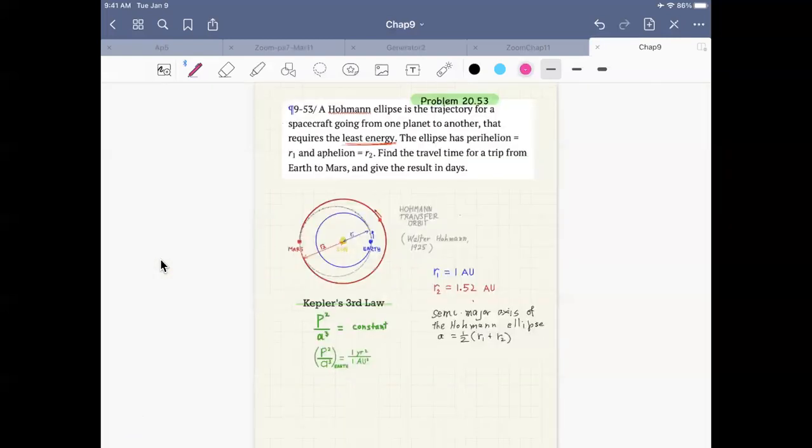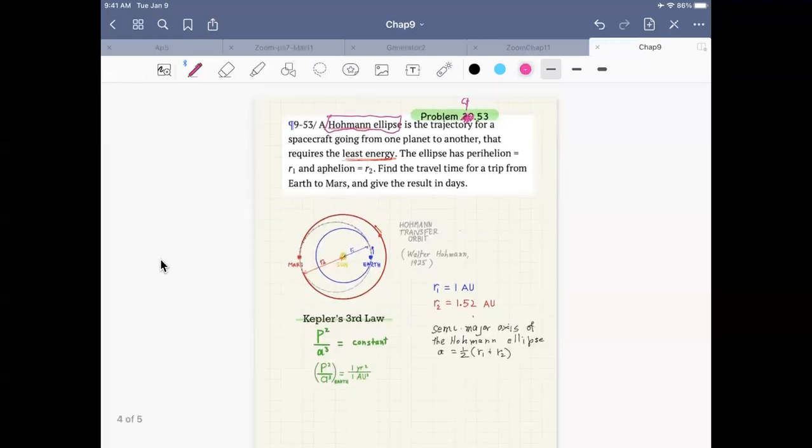Here's another problem. I don't think it's problem 2053. It must be problem 953 from chapter 9. How to send a satellite from the Earth to Mars. The best way to send a satellite from the Earth to Mars, best meaning using the least energy, so the least amount of fuel, is to put it on an orbit called the Hohmann ellipse. The Hohmann ellipse is the trajectory of the satellite going from one planet to another that requires the least energy.